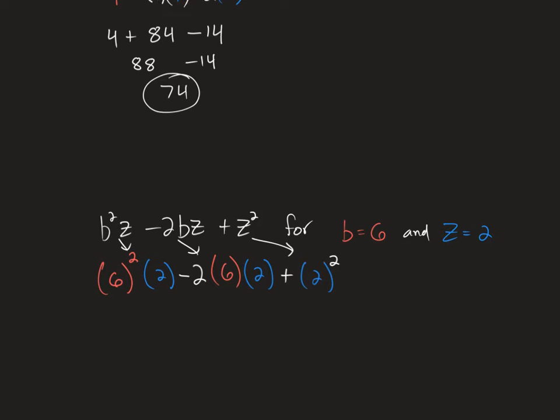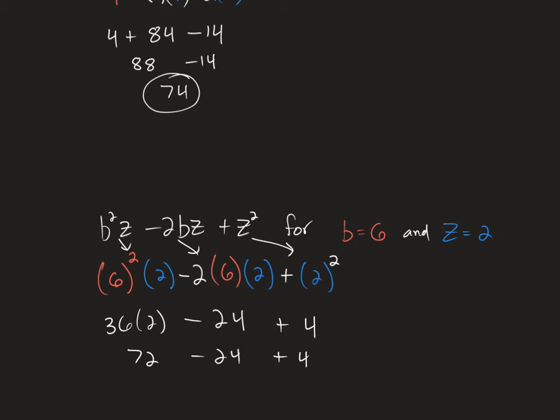So 6 squared, so we're going to do PEMDAS, which means we have to do our exponents first. So 6 squared is 36 times 2. Minus 2 times 6 is 12. 12 times 2 is 24, so 24 here, plus 4, so 2 squared is 4. 36 times 2, we got 72, minus 24, plus 4.